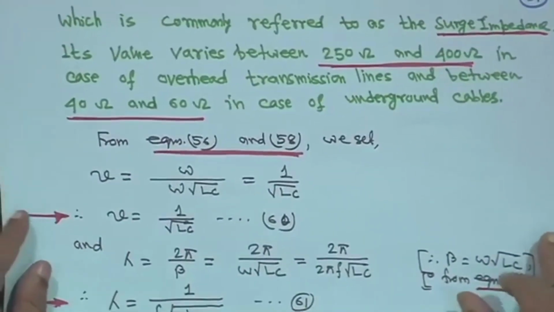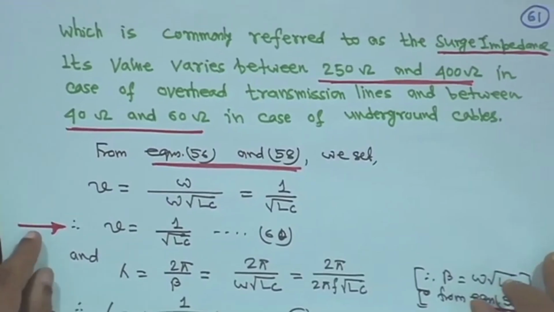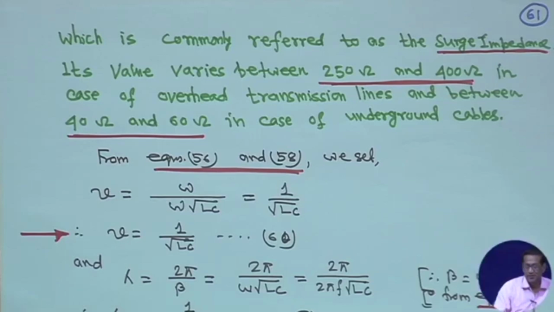Z c is commonly referred to as the surge impedance. Its value varies between 250 ohm and 400 ohm in the case of overhead transmission lines, and between 40 and 60 ohm in the case of underground cables. Thank you, then we will come back.